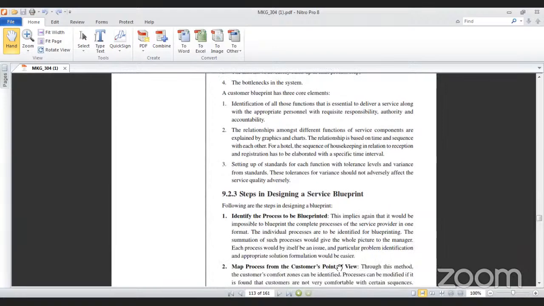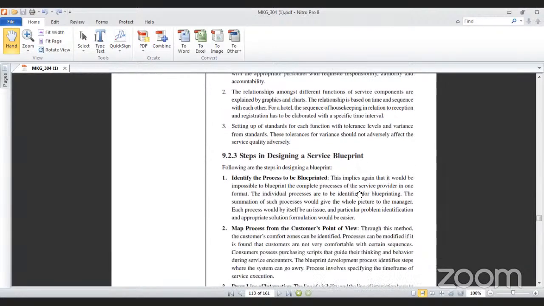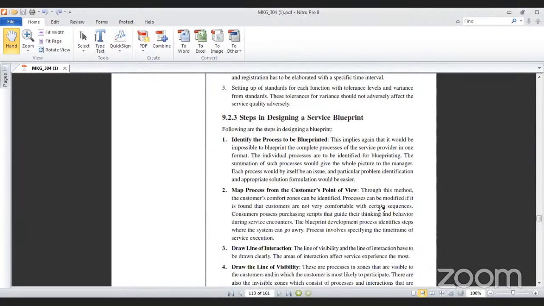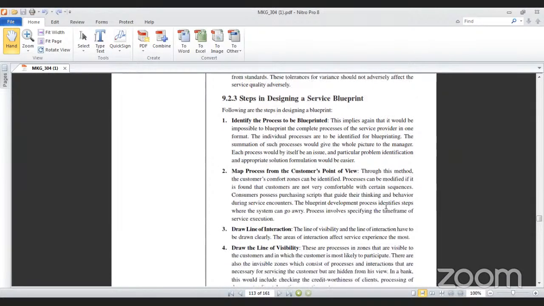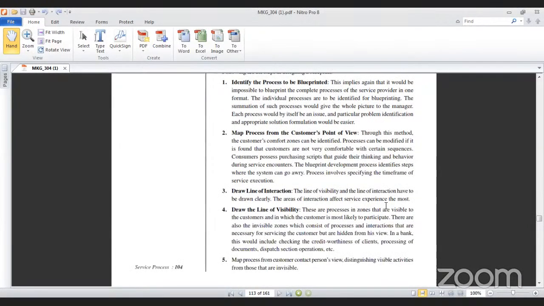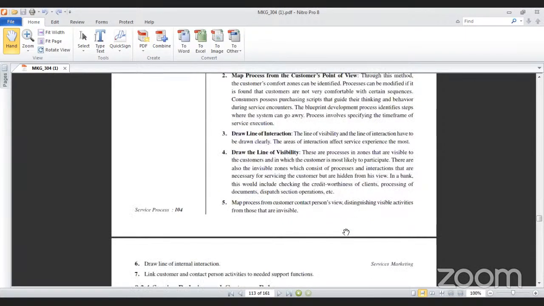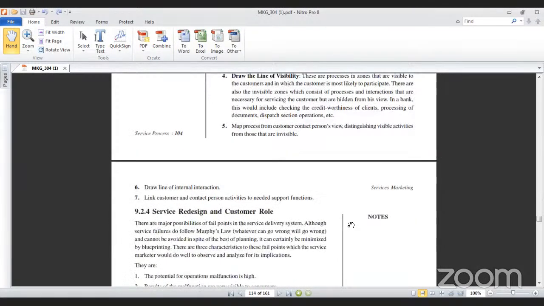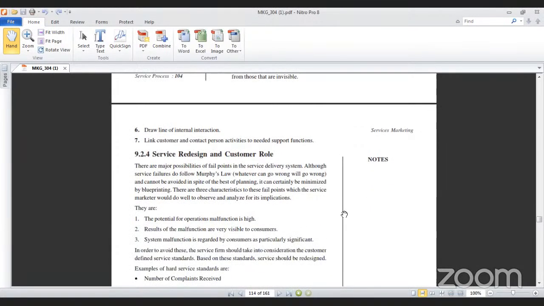The first step is to identify the process to be blueprinted. Second, map the process from the customer's point of view. Third, draw the line of interaction. Fourth, draw the line of visibility. Map the process from the customer contact person's view, distinguishing visible activities from those that are invisible. Draw the line of internal interaction, and fifth, link customer and contact person activities to needed support functions.